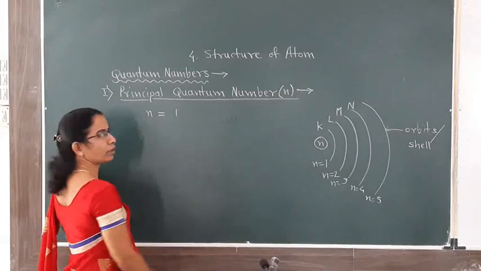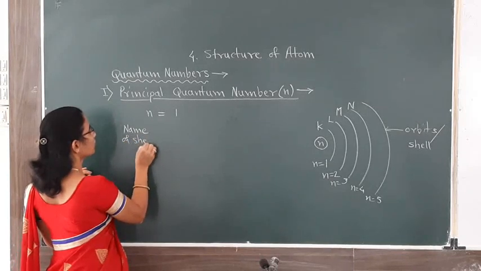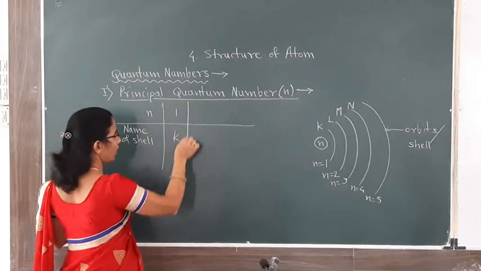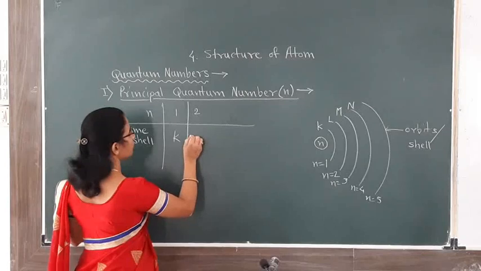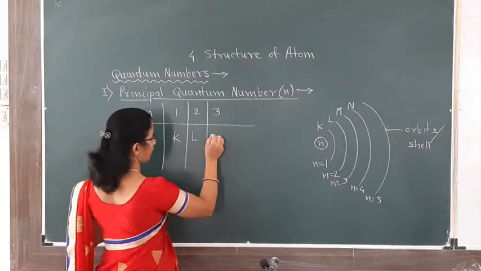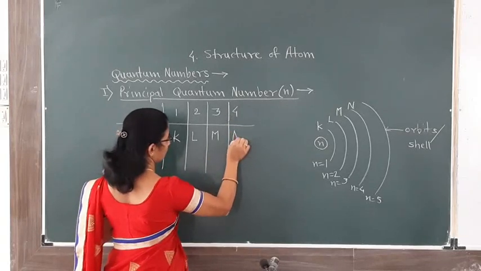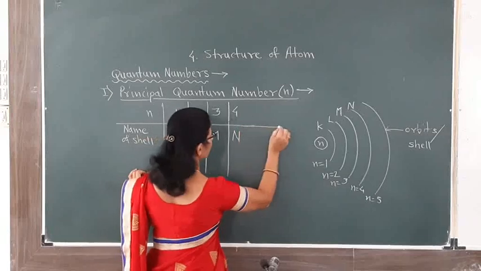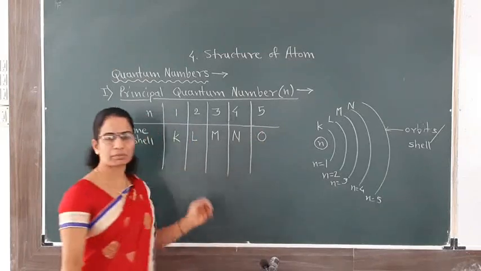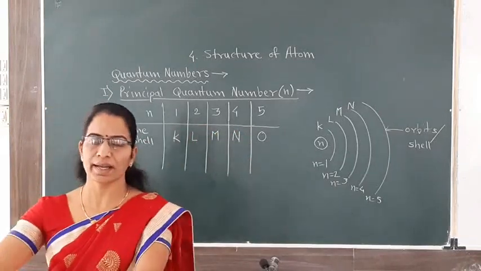So, if n is equal to 1, the name of that shell or main energy level is K. If n is equal to 2, that shell is named L. Similarly, if n is equal to 3, the shell is named M. If the value is 4, it is named N. If again n is equal to 5, that shell is named O. In this manner, the shells are named with capital letters.